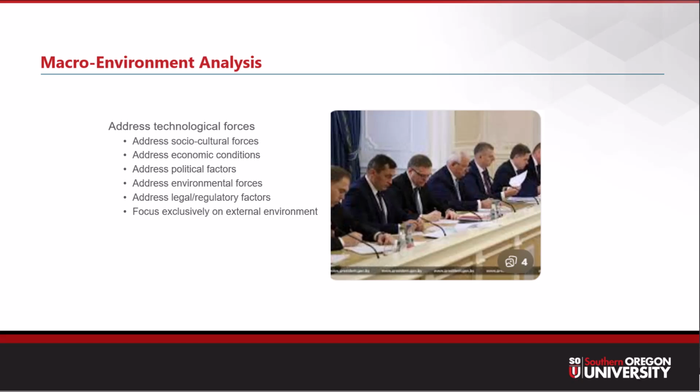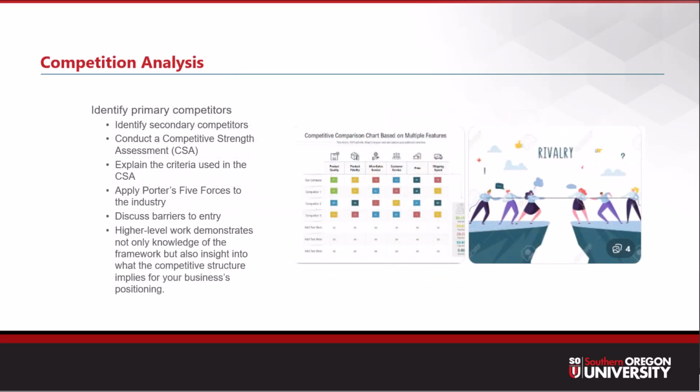Strong final papers show integration between these external forces and later strategic decisions. The competition analysis section requires identifying both primary and secondary competitors and completing a competitive strength assessment, or CSA. You must explain the criteria used to evaluate competitors and interpret the results rather than merely present a table.